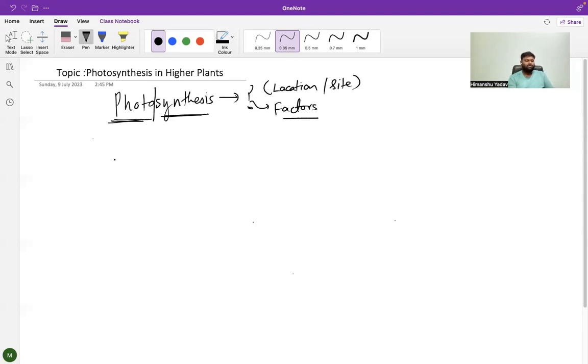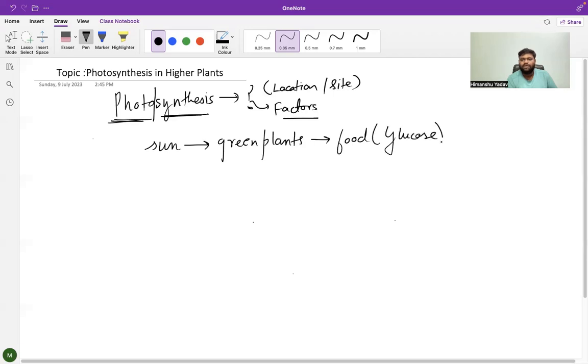So what is happening in photosynthesis is that the light energy obtained from the sun is utilized by the green plants to make food in terms of glucose molecules, and also to evolve one most important thing, which is oxygen.